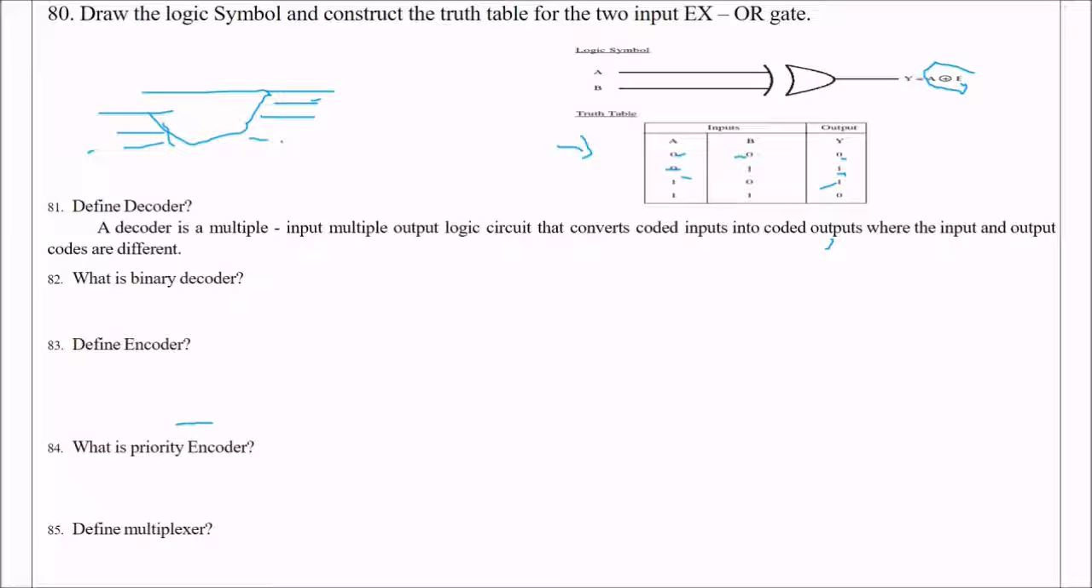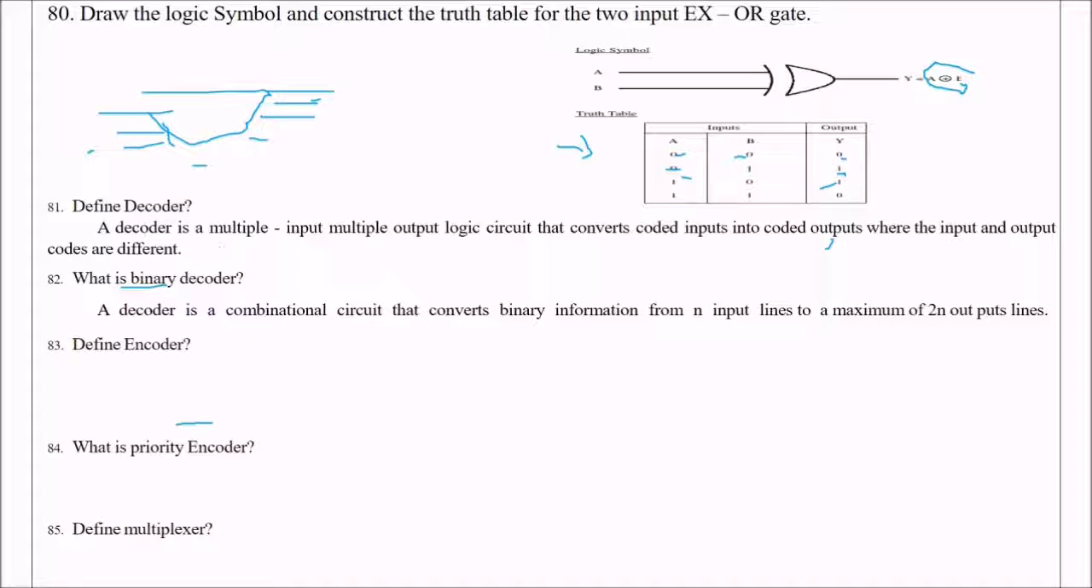So we decode. What is a binary decoder? A decoder is a combinatorial circuit that converts the binary information from n input lines to a maximum of 2 to the power n output lines. So you have here n input lines and the outputs will be 2 to the power n, and these n inputs will be the binary information.